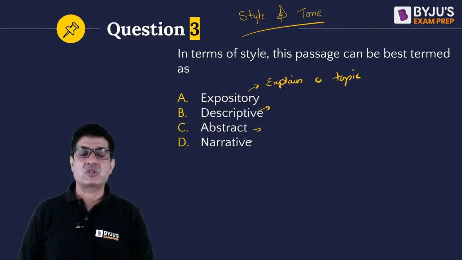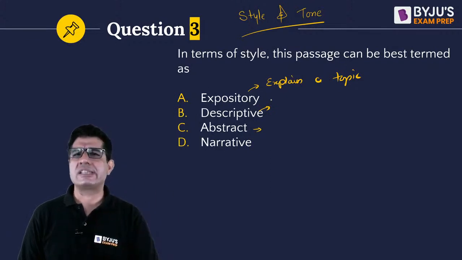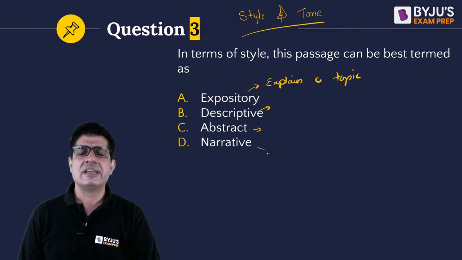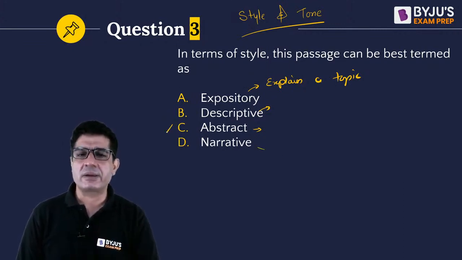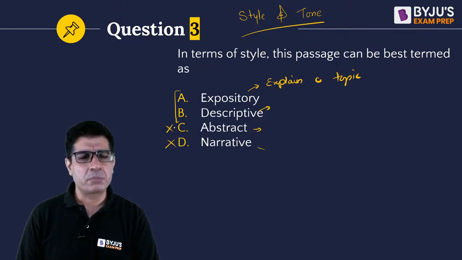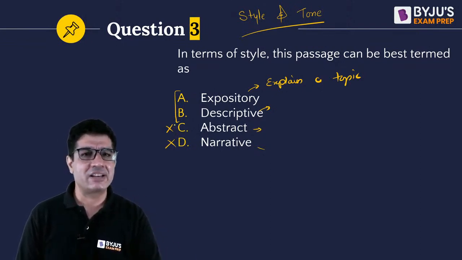When the passage is abstract, it deals with some kind of theory, some kind of hypothesis. It is not going to deal with everyday life. A narrative is a story. So if I look at it, it is definitely not abstract. There is no story, so we can rule out a narrative. And between A and B, is it descriptive? Does it describe a particular place or a particular person in great detail for you?